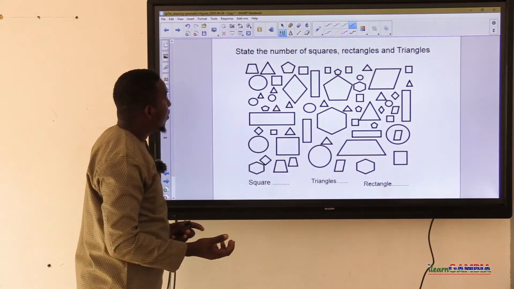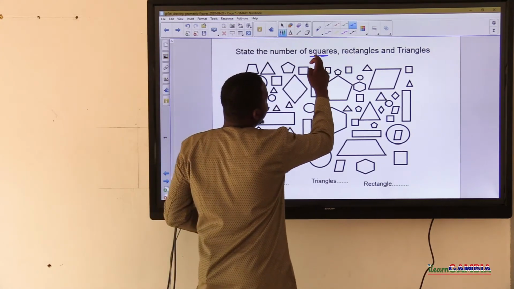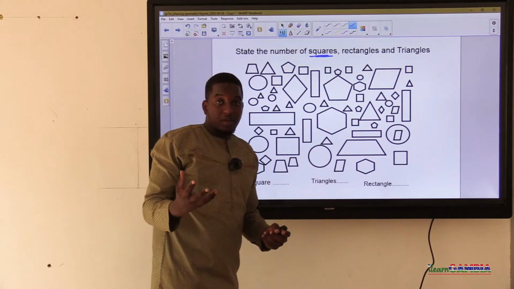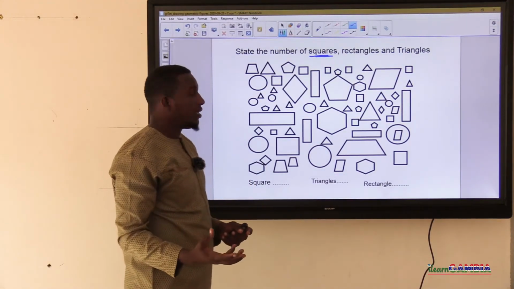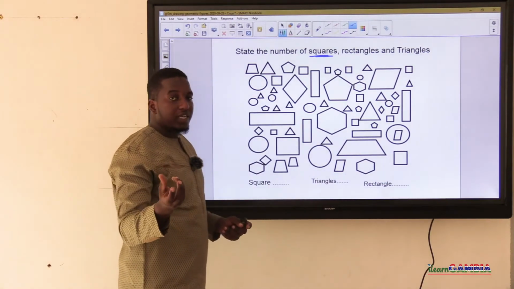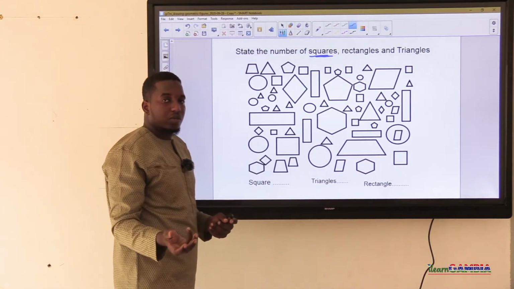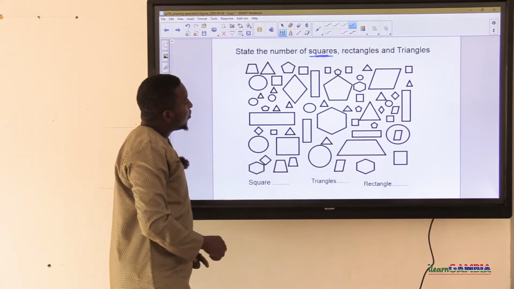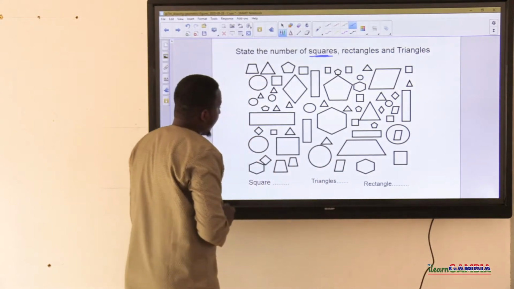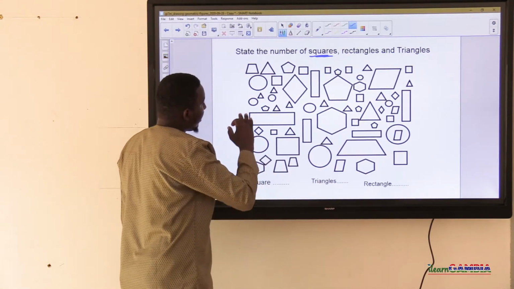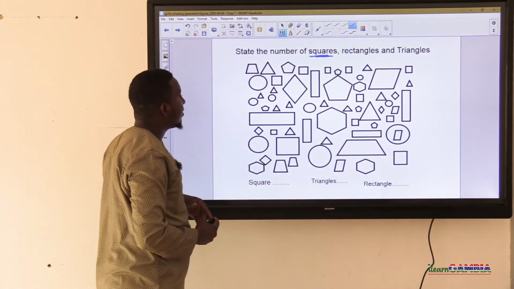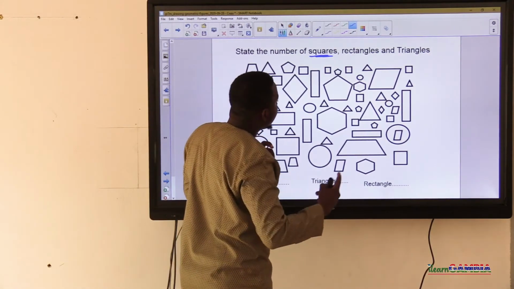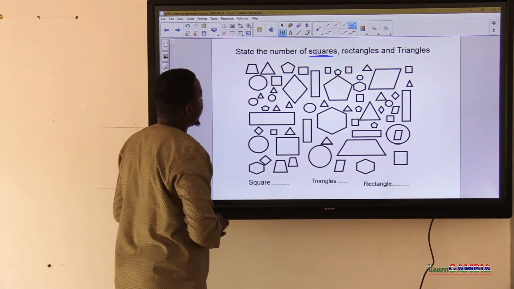If you can recall, we've talked about squares. We said squares are shapes that have 4 equal sides and they have 4 angles. So we are going to look at the diagrams and find out how many squares we have. We are going to tick them. Wherever we see a square, we'll tick it and later we'll count how many squares we have.